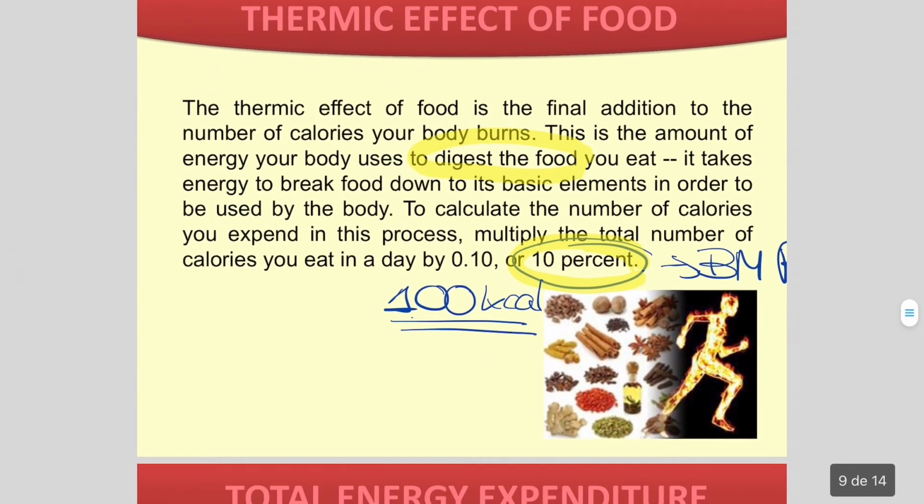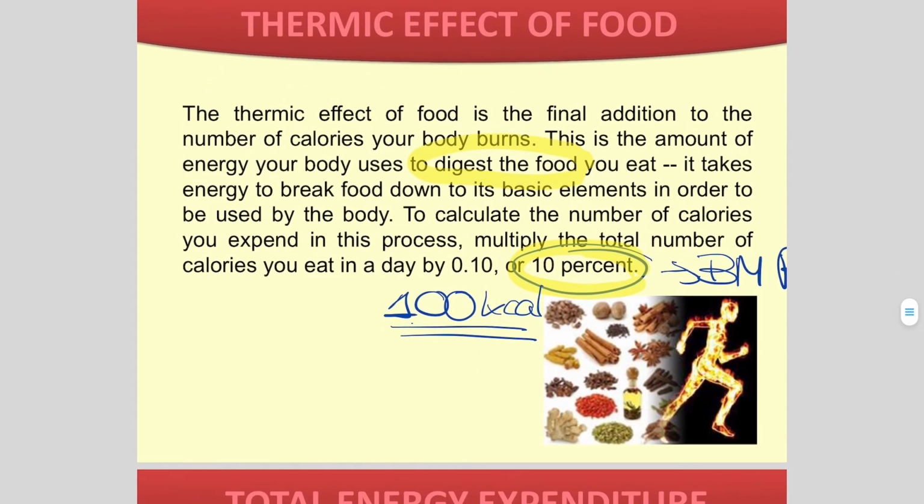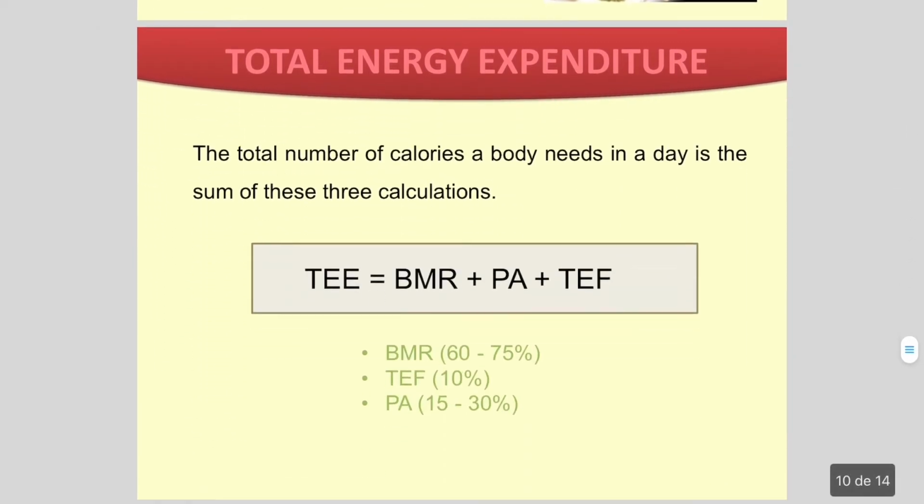And the last factor is the thermic effect of food, which will always be 10% of the basal metabolic rate. These are the calories we need to digest the food. This is why in other units we explained that eating food consumes calories, because digesting the food needs calories.